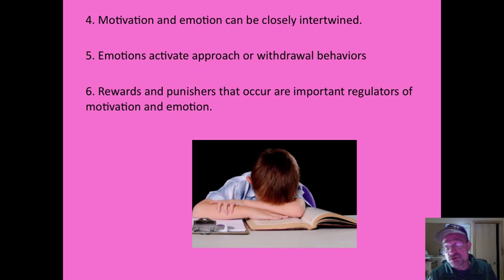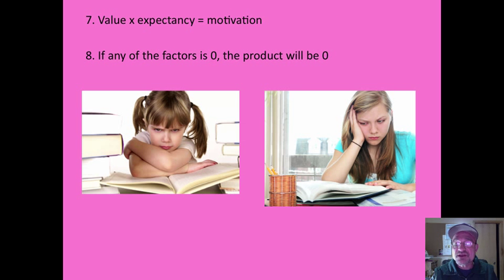So rewards and punishers that occur are important regulators of motivation and emotions. Think about in your classroom the rewards and punishers. Sometimes it's attention, sometimes it's success, sometimes it's anxiety, fear, failure, that sort of thing. So think about the rewards and punishers that occur naturally, not the little prizes you give out, but the effects of instruction. Now, this is called the value expectancy theory.